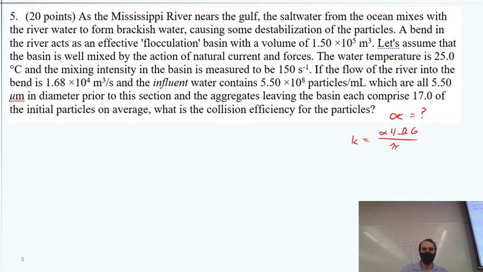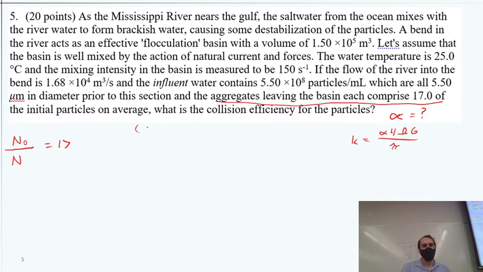So when we were told that the aggregates leaving the basin each comprise 17 of the initial particles, what we're saying is for the number of initials per each of the final particles, that ratio is equal to 17. So that was one of the key components here to see where this mass balance was going. And then we just need a mass balance equation to get some relationship of this given the system.